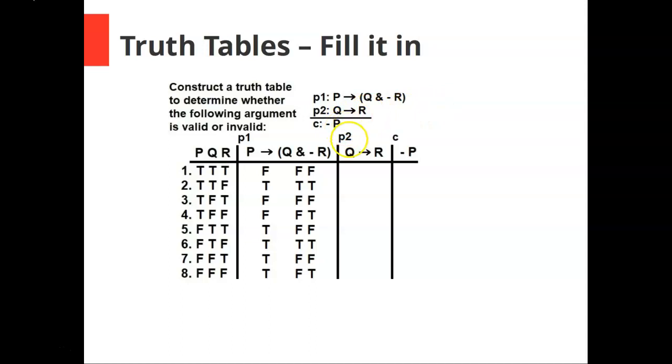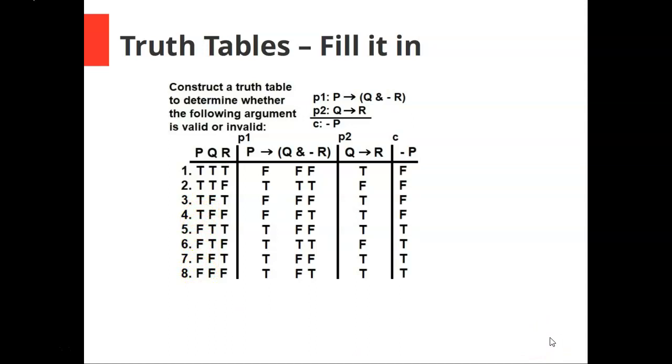Now we can move on to premise 2, if Q then R. This is a little bit more simple. A conditional is only false when you have a true antecedent and a false consequent. So you look at the Q column, you look at the R column, and you apply that rule. Only false when Q is true and R is false, like in lines 2 and 6. And now the conclusion column, not P, that's fairly straightforward. True, true, true, true, false, false, false, false, just becomes 4 falses and 4 trues.